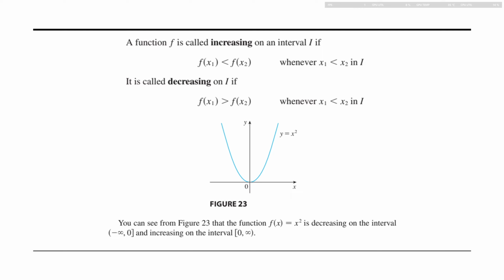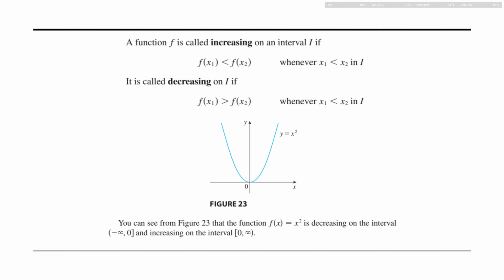A function f is called increasing on an interval I if f of x1 is less than f of x2 whenever x1 is less than x2 in I. It is called decreasing on I if, well, the opposite, f of x1 is greater than f of x2 whenever x1 is less than x2 in I. And very important, this must hold true for every x1 and x2 in an interval I. Alright? Important to take note of.